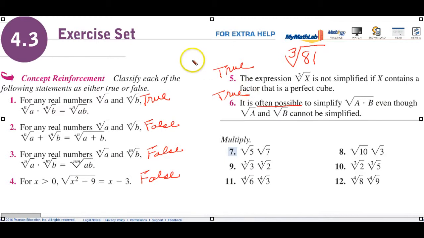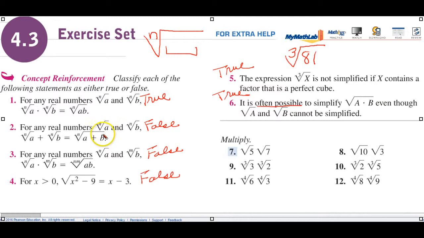Okay, looking over these statements, and again, we want to mention this is the index number. This is the radical sign. And what is under the radical sign is called the radicand. And as long as your index numbers are the same, you just multiply your radicands. So this is true.